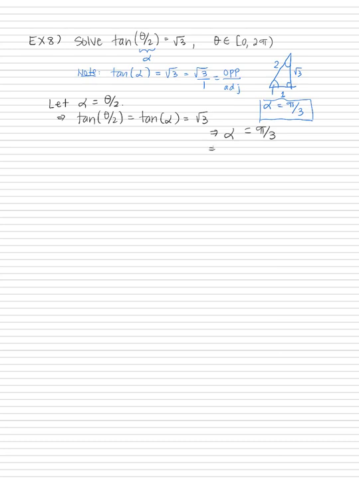But what was our alpha? Alpha was theta over 2. So we have theta over 2 equals pi over 3. Remember, we're trying to solve for theta. So what we need to do now is multiply both sides by 2 to get theta equals 2 pi over 3. So let me just box that.